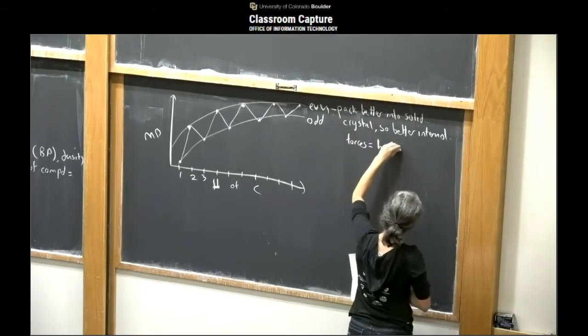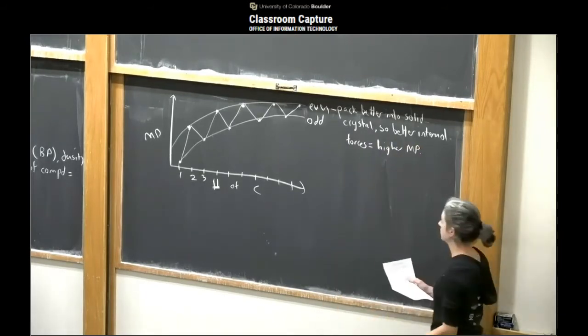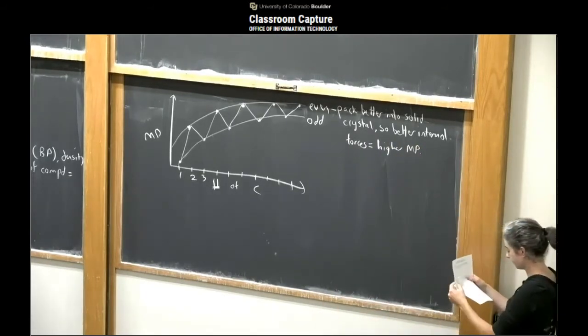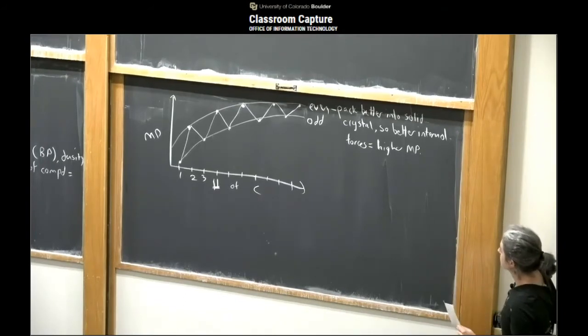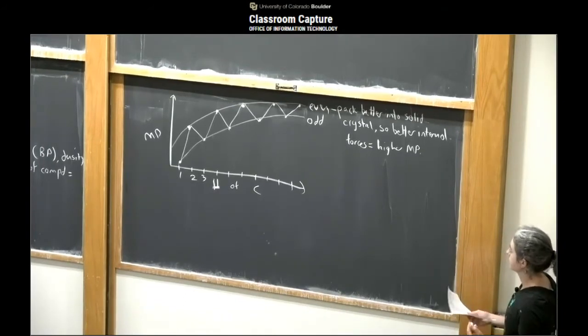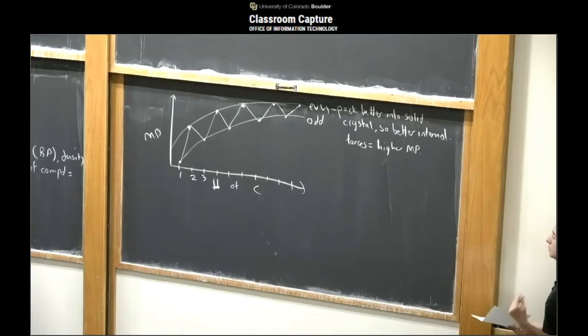Which gives you a higher melting point. Okay, so that's pretty much all we're going to cover as far as physical properties now. We'll introduce some more stuff later on as we start looking at more complicated molecules. But for N-alkanes, this is pretty much all we're going to look at. So questions about any of that?